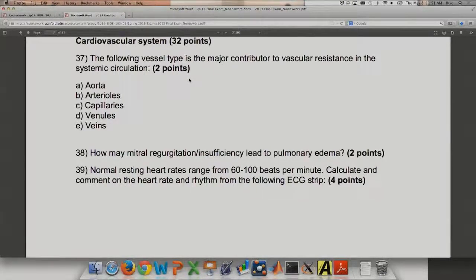Hydrostatic pressure, because if you have a backup from the left atrium, you know that there was an equation about hydrostatic pressure and oncotic pressure, and there's a filtration equation, right? I think it's in the renal lecture, but that applies for all vessels, not just renal vessels. So if you have too much hydrostatic pressure or hydraulic pressure, you're going to push out that water.